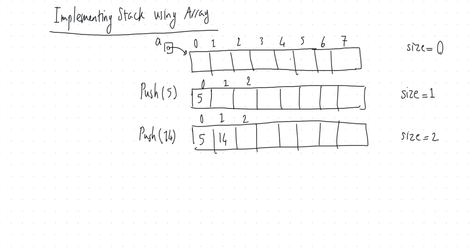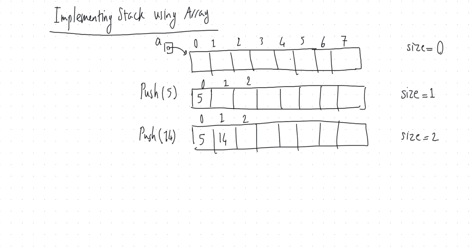When the size is 2, right at the moment, you already have 2 elements. If I push again, this element should be written at index 2. So whatever size is, that's the index that you write the new element at. And of course, you update the size by saying size plus plus.